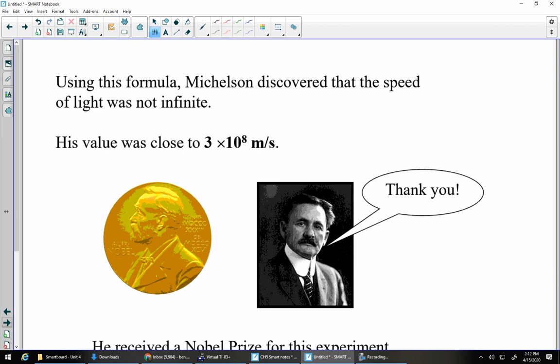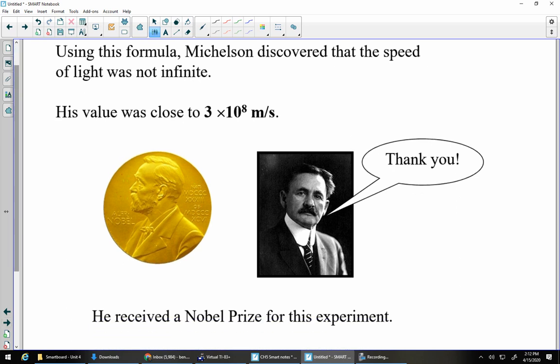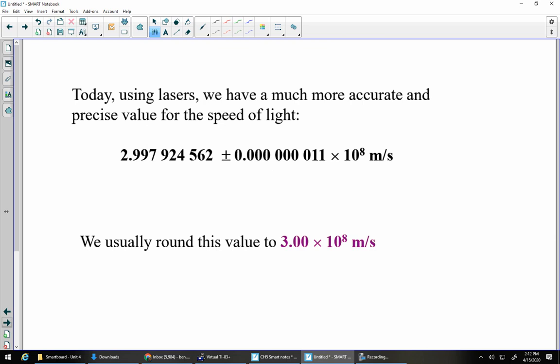Oh, but even before that, Michelson was the first person, the first North American, to win the Nobel Prize for this. Very cool. He was actually quite close to 3 times 10 to the power of 8 meters per second, our currently accepted value of the speed of light.